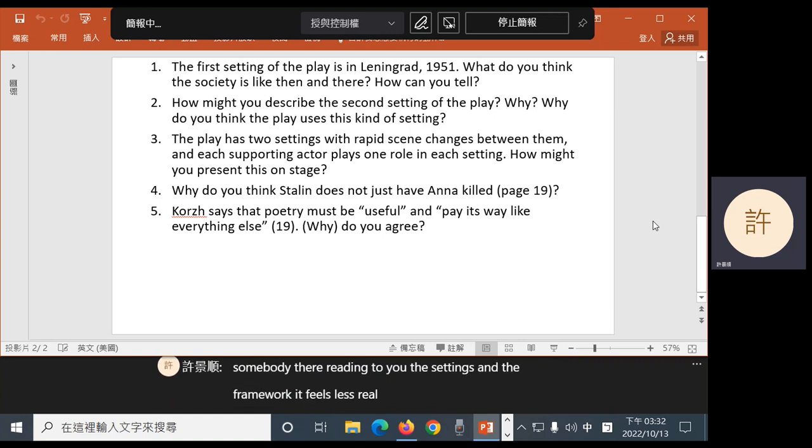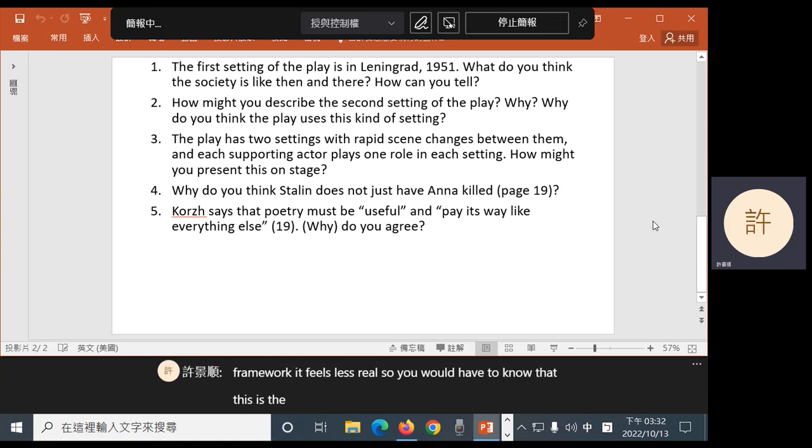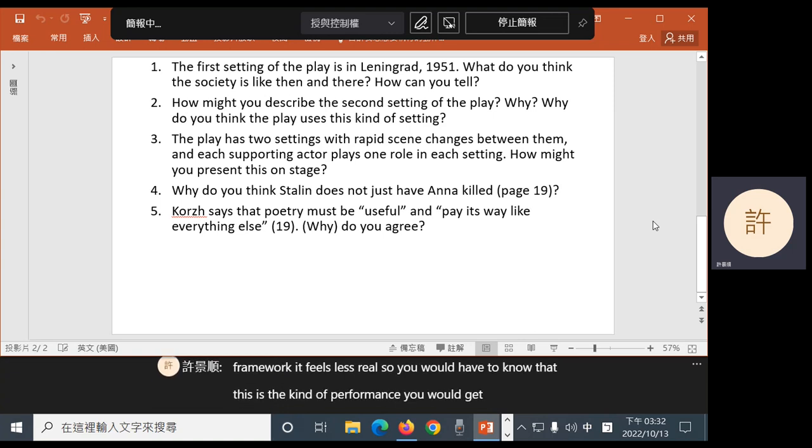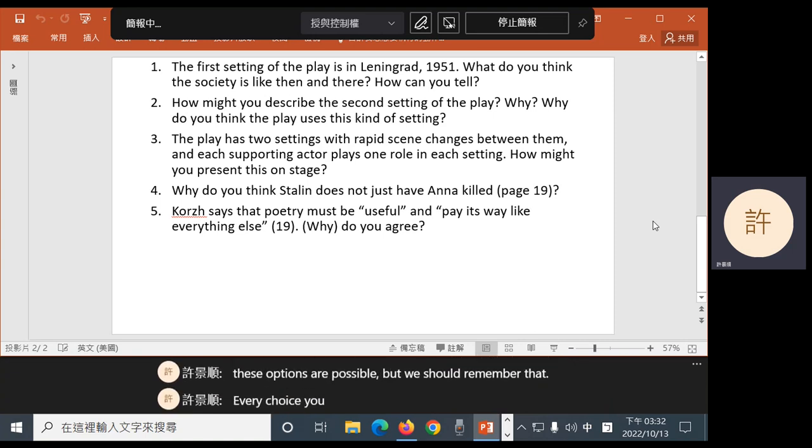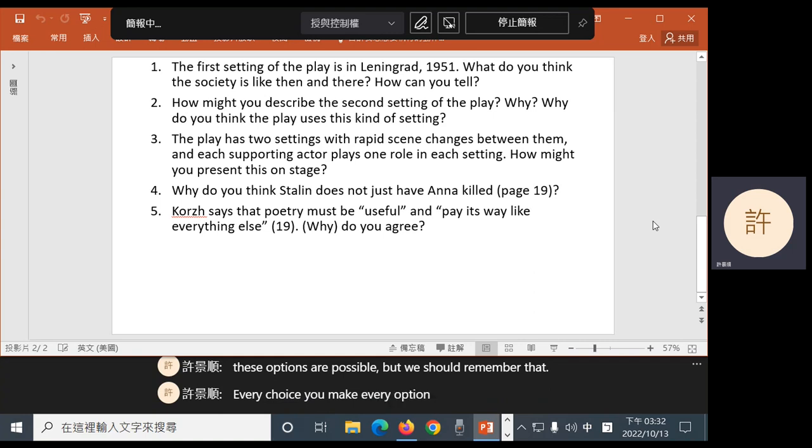If there's somebody there reading to you the settings and the framework, it feels less real. So you would have to know that this is the kind of performance you would get. This is the kind of experience that your audience would have. So all of these options are possible, but we should remember that every choice you make, every option you choose, changes how the play feels for the audience. Each choice creates a different play. Thank you. Other groups, do you have ideas or questions?